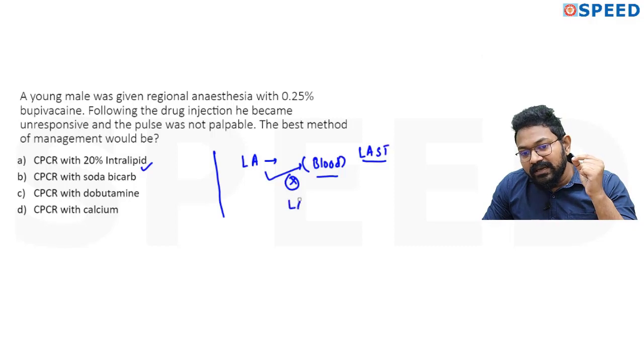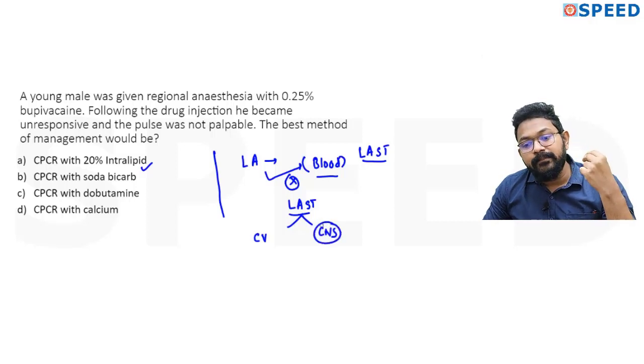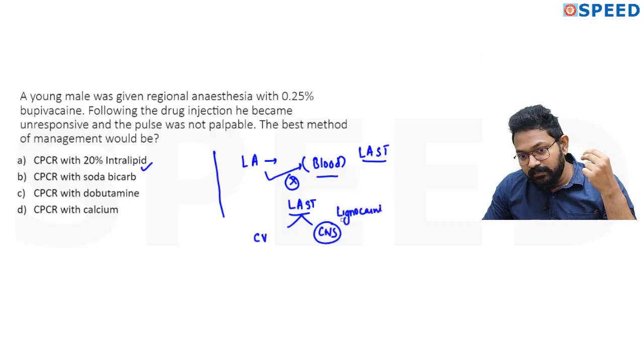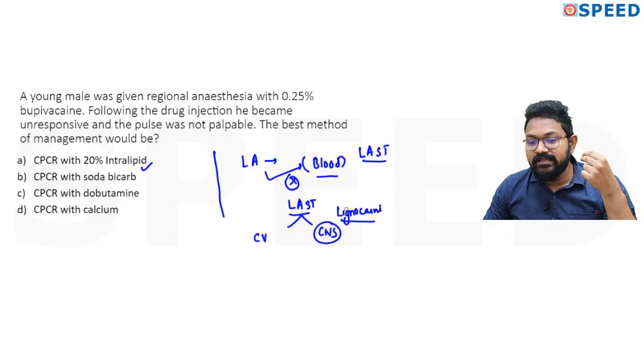Now when it comes to local anesthesia systemic toxicity, they are mostly of two types. You can either have a cardiovascular toxicity or you can have CNS toxicity. Now when you're talking about CNS toxicity, what can happen to the patient? CNS toxicity is maximally seen with lignocaine. Now it can also be seen with bupivacaine, but the maximum tendency of CNS toxicity is seen with lignocaine.